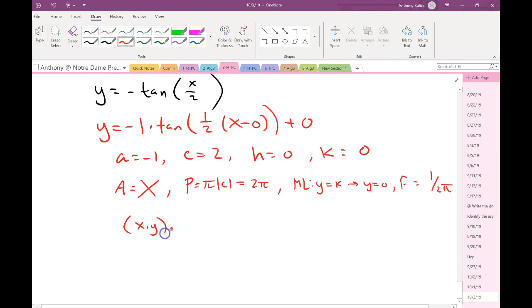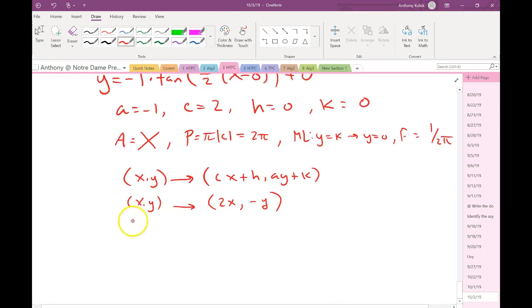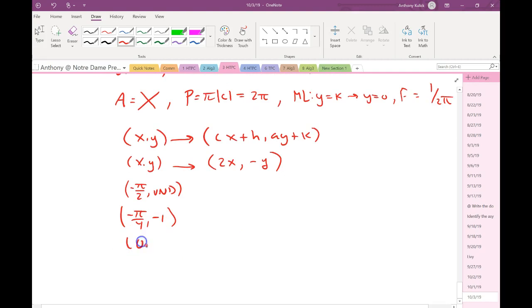So to graph this, I'll make a transformation map. As always, my transformation map is cx plus h, ay plus k. That part never changes. The only thing that does change are the values for a, c, h, and k, as well as the key points that we're going to be transforming. So here, my transformation map is just 2x and then negative y. So let me copy down those reference points. And these ones are usually pretty easy to remember because they're so symmetric, right?